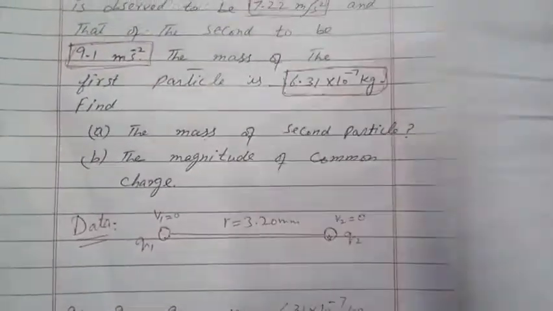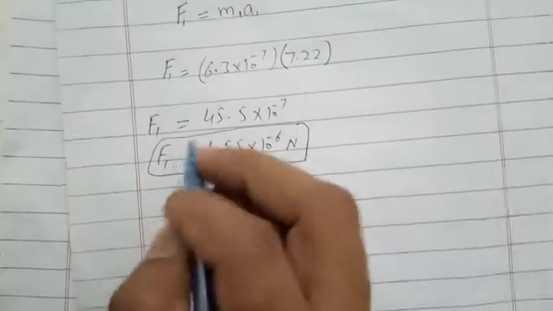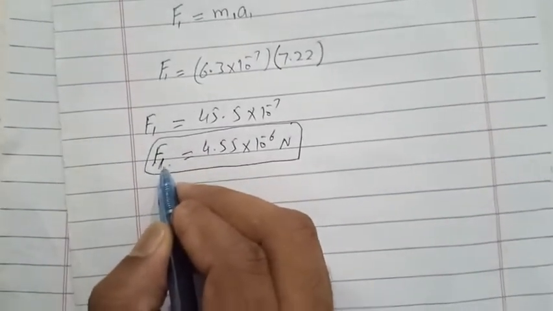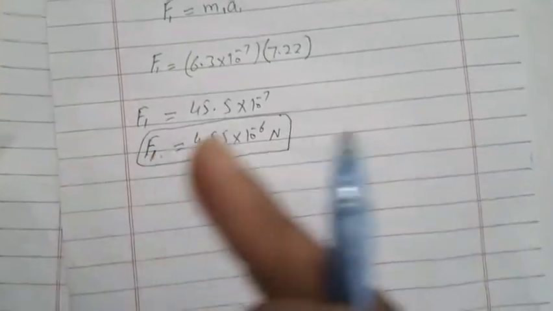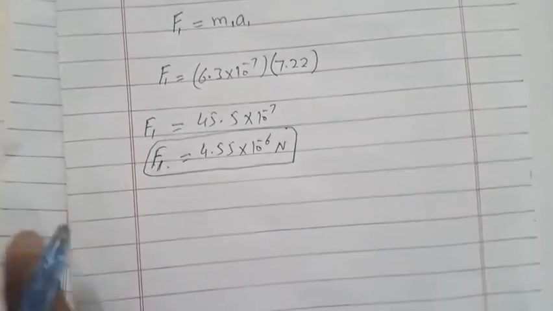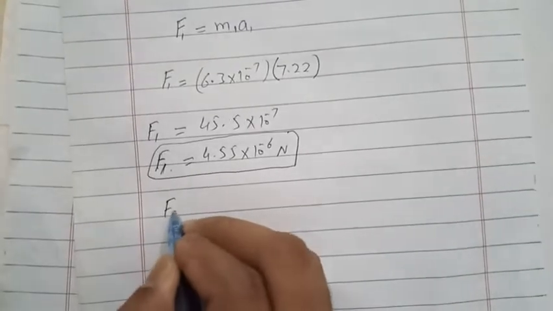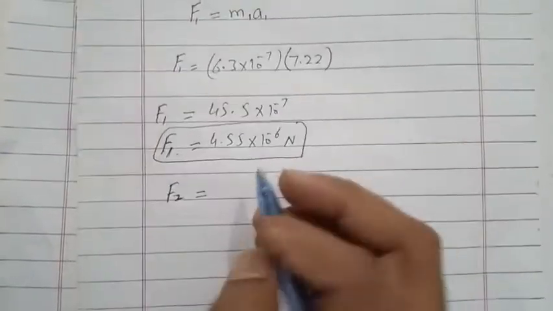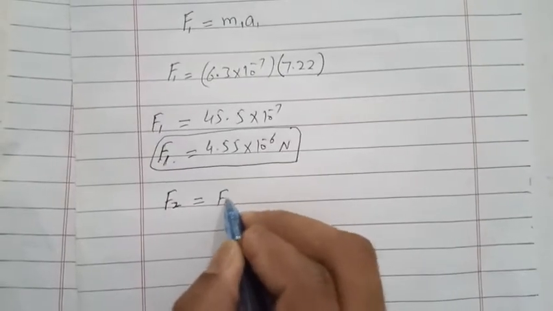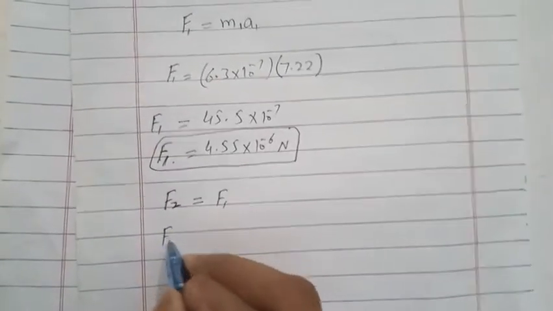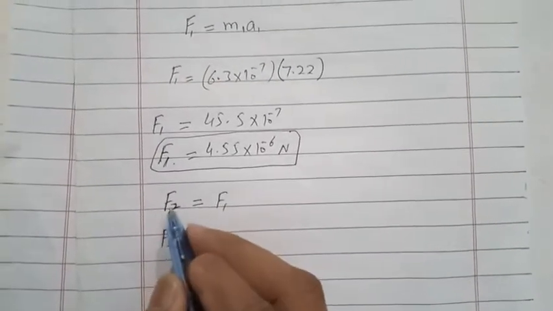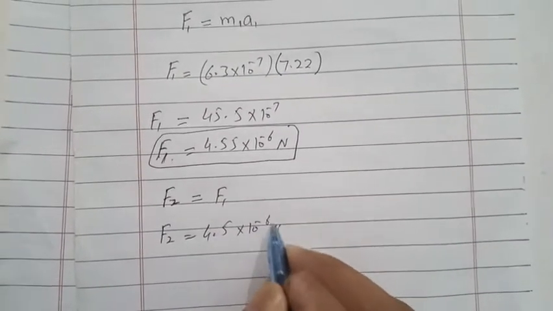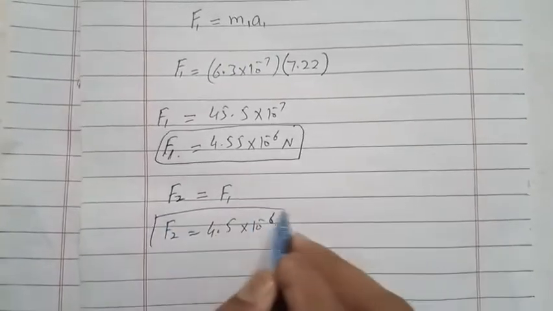So, force exerted on particle 1 by particle 2 is F1, and force exerted on particle 2 by charge Q1 is F2. As both forces are equal in magnitude, we write F2 is equal to F1. So the force acting on particle 2 is 4.5 into 10 to minus 6 newtons, same as the force acting on particle 1.